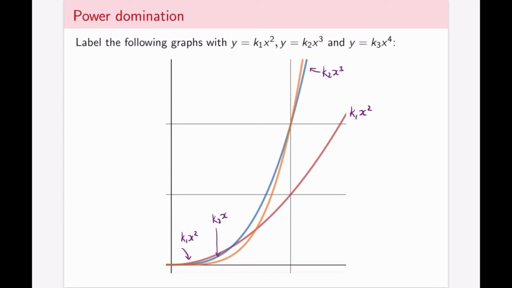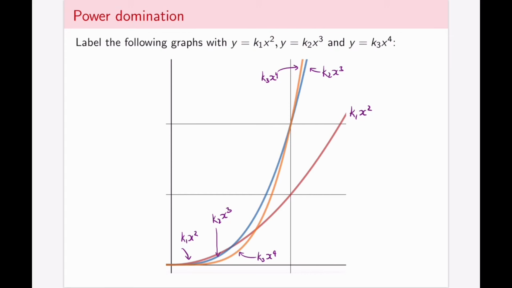And then the highest power overall, the x to the 4th, will be the flattest near the origin and the fastest growing one for large values of x. So this will be my x to the 4th with a coefficient.